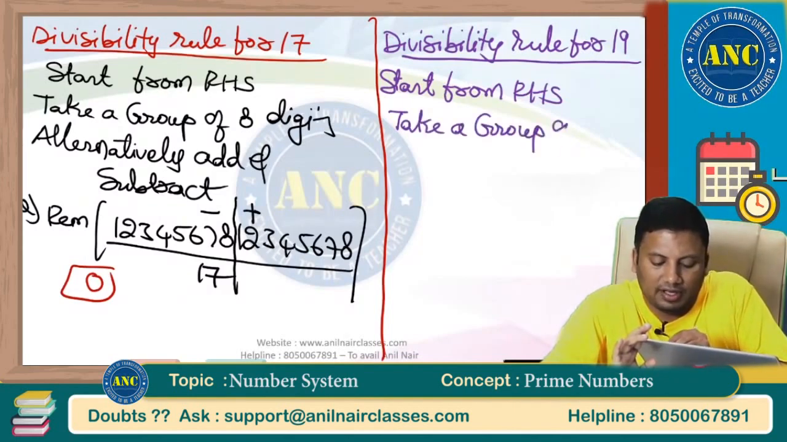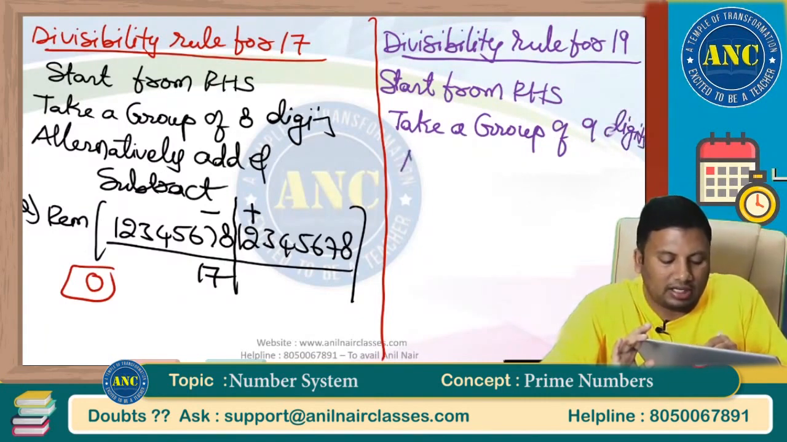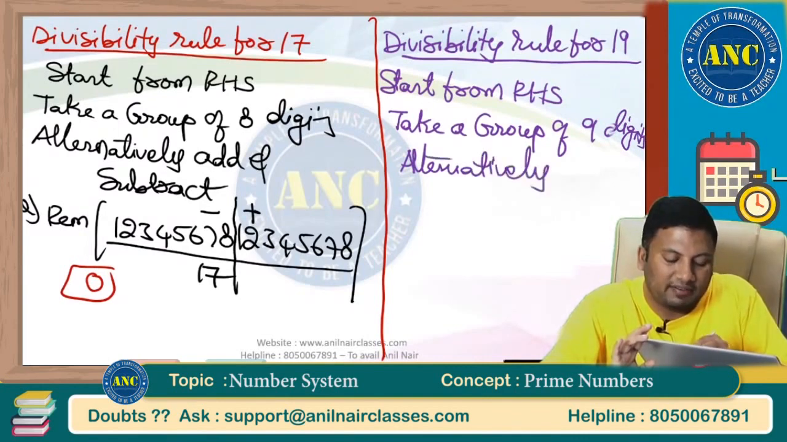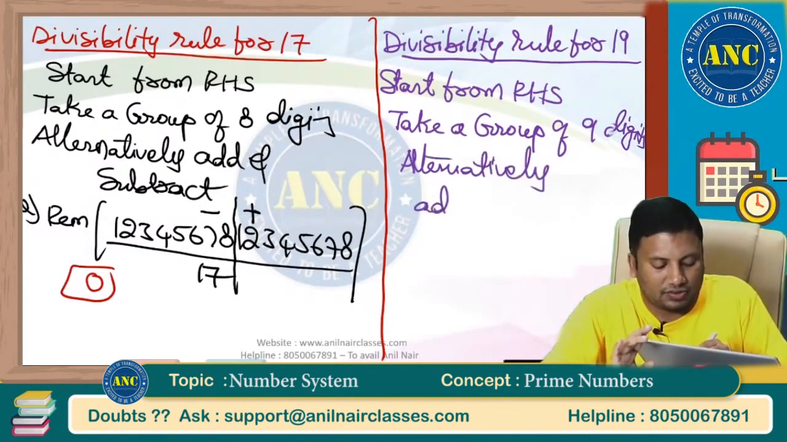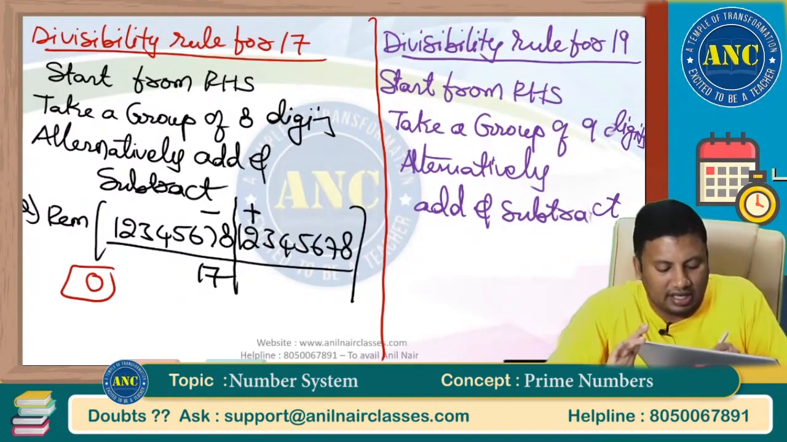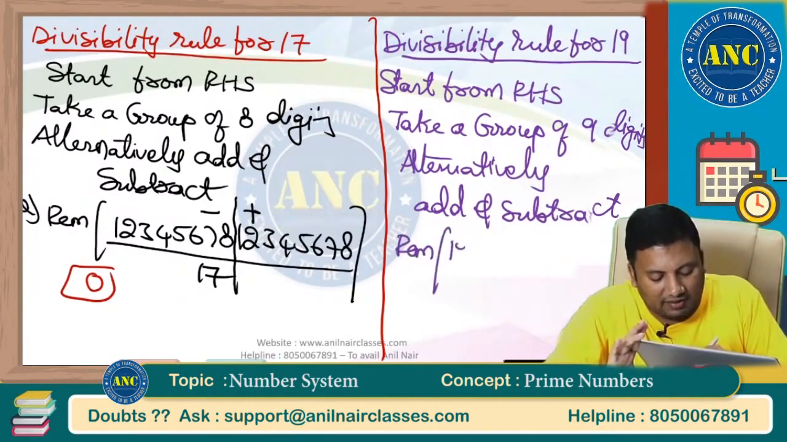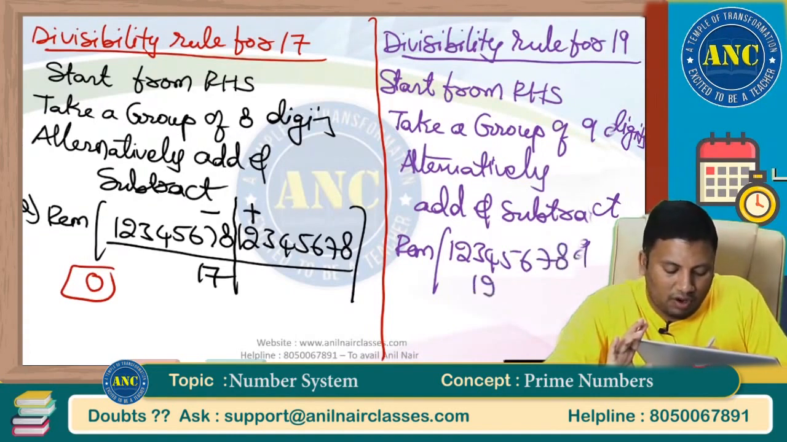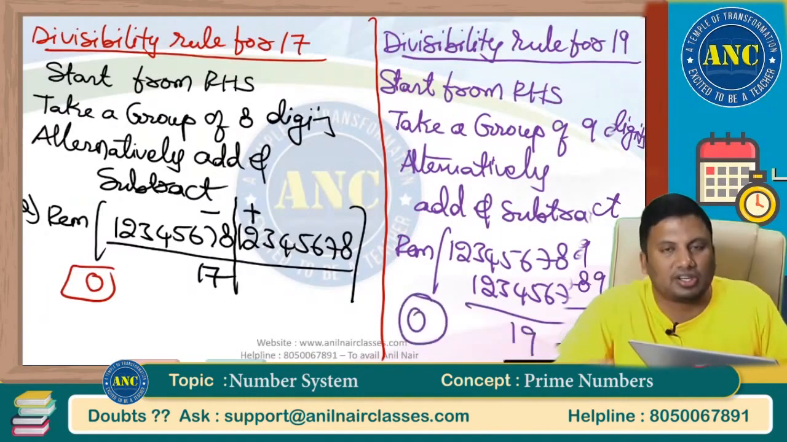Take a group of 9 digits and alternately add and subtract. Why? Because 10 power 9 divided by 19 is minus 1. Same question, 1, 2, 3, 4, just I will add a 9: 1, 2, 3, 4, 5, 6, 7, 8, 9, repeated, divided by 19. The answer is nothing but 0.